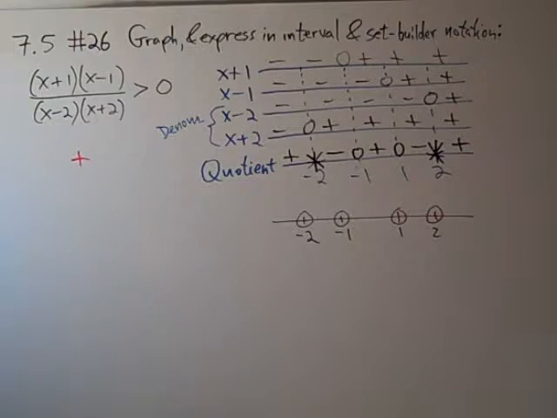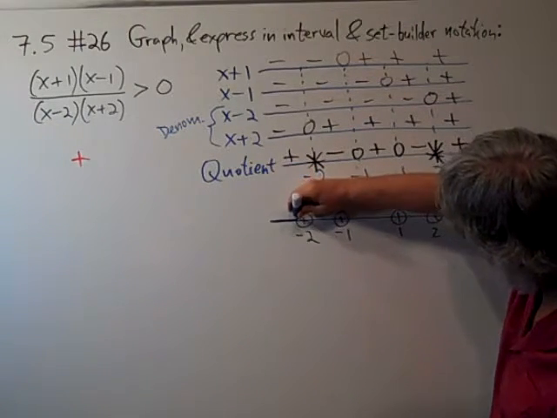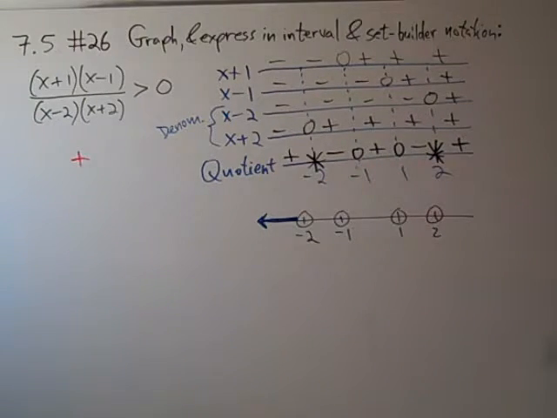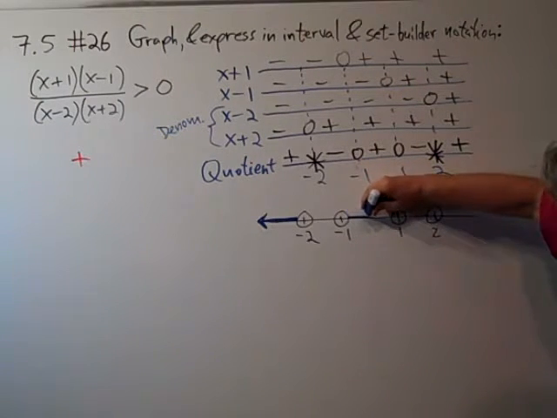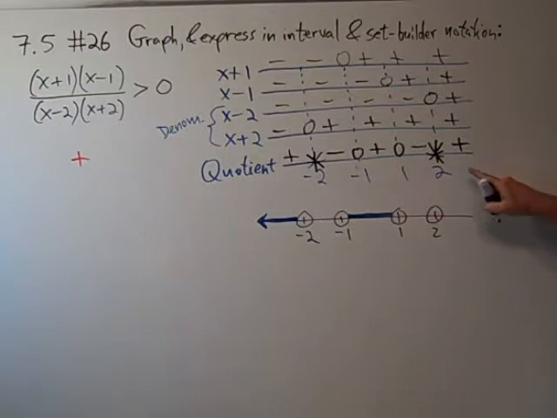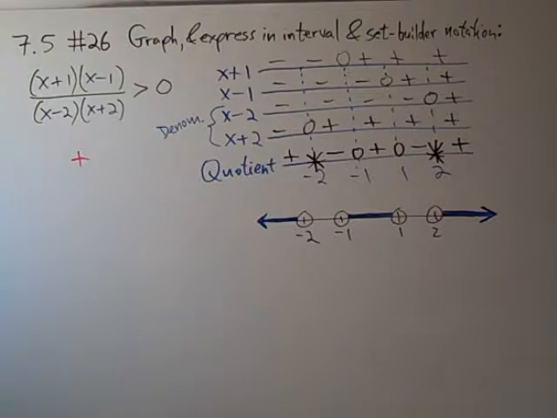And the pluses are to the left of negative 2. To the left of negative 2 here. Also, the positives are between negative 1 and positive 1. That's part of our solution set. And also, greater than 2, it's positive. So everything to the right of 2. So that's the graph of the solution set.